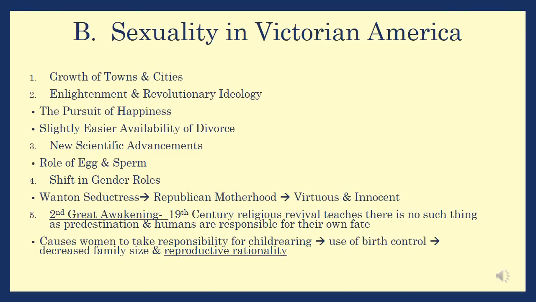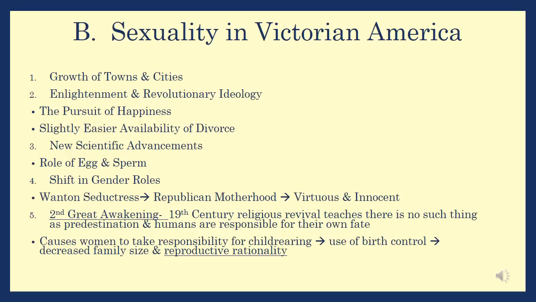We've already talked about some of the new scientific advancements, like the role of the egg and the sperm, that change sexuality. And then we've discussed that shift in gender roles from the stereotype of a wanton seductress to a Republican mother, and finally to this cult of domesticity with a virtuous and innocent woman. But probably one of the most important things that changes sexuality in the Victorian era is the Second Great Awakening.